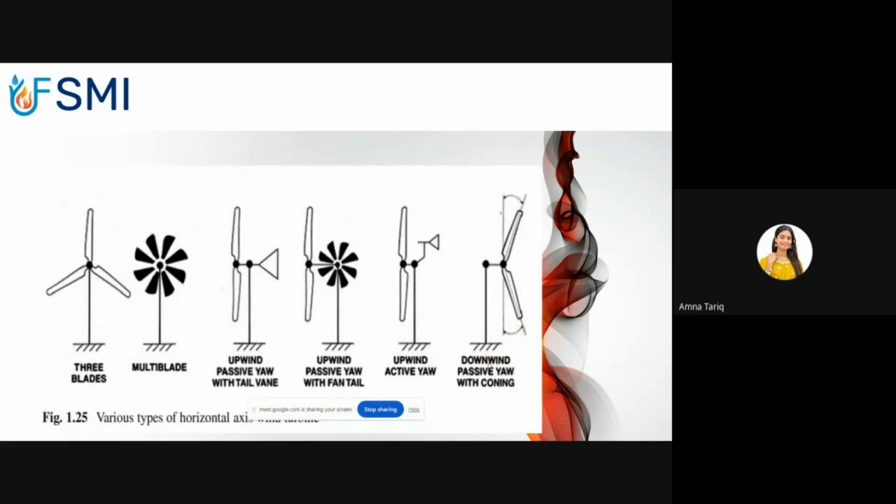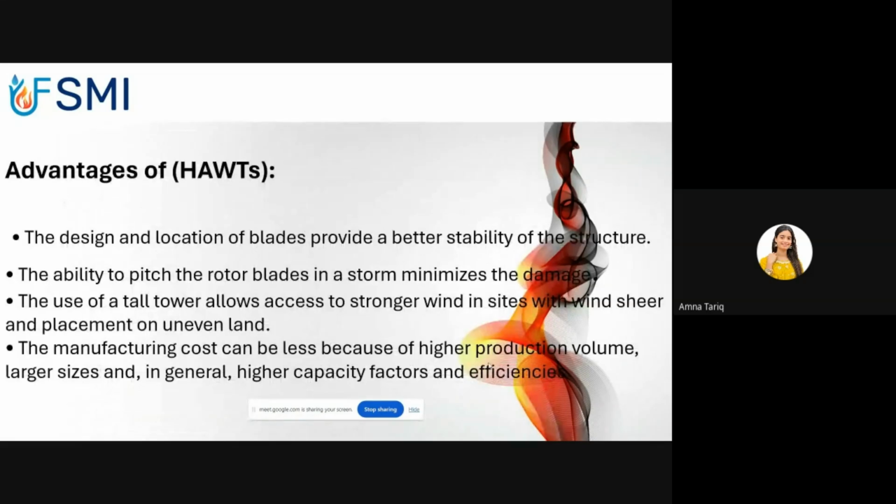We see different types of horizontal axis wind turbines, which we use to generate electricity. Next are the advantages of the horizontal wind turbine. The design and location of the blades provide better stability of the structure. The ability to pitch the rotor blades in a storm minimizes the damage.